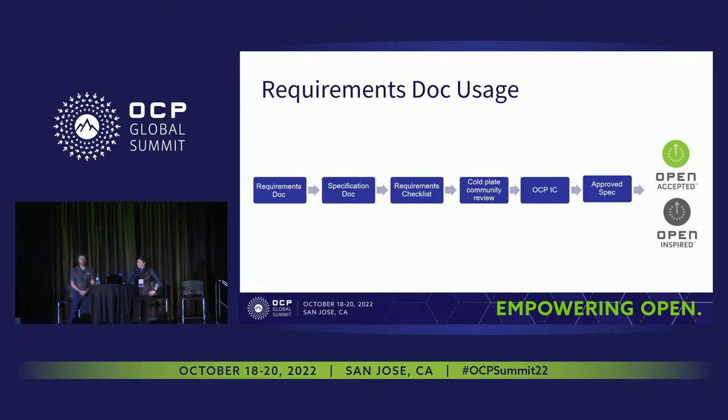Great, so as you can see, lots of work around kind of how this spec document will align and what information's in it. I did want to spend just a few moments talking about how the doc is used. We do get a fair bit of questions about this, so I'll try to walk you through it as best I can. So the requirements document is your baseline for any specification that would be submitted into OCP.